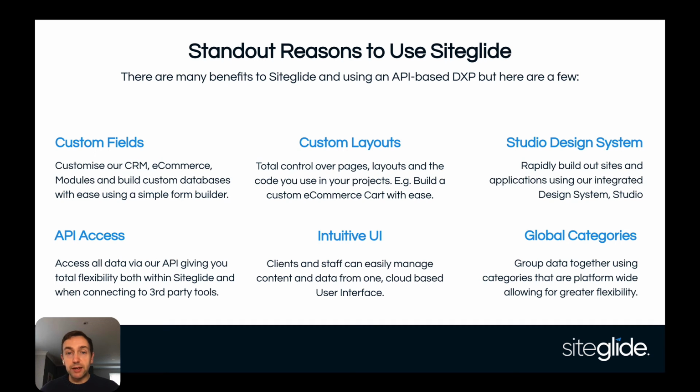Then you've got total control over the layouts as well, so you can edit any layouts and write your own custom code. You could use our studio design system to rapidly build out sites and take best practice code as a starting point. You have full API access to all data within Siteglide and can connect to third parties. You have an intuitive UI for clients and staff to manage content and data in one cloud-based login. And finally, global categories: you can create and manage categories that can be used across most areas of Siteglide, including e-commerce, CRM, blogs, modules, and web apps.